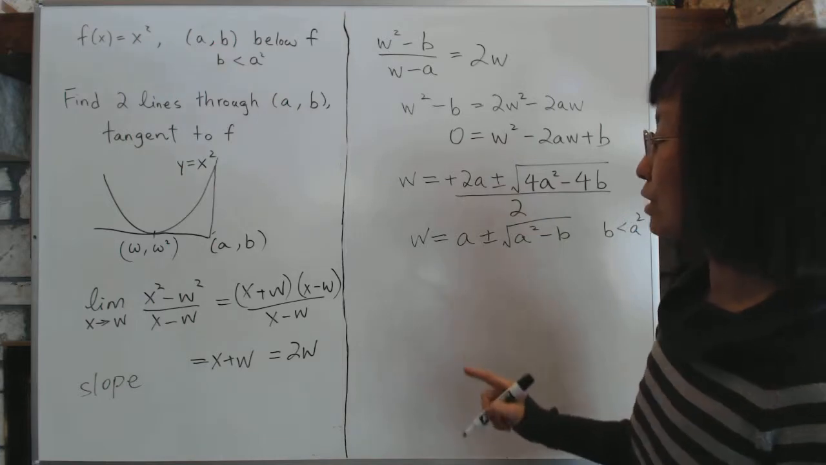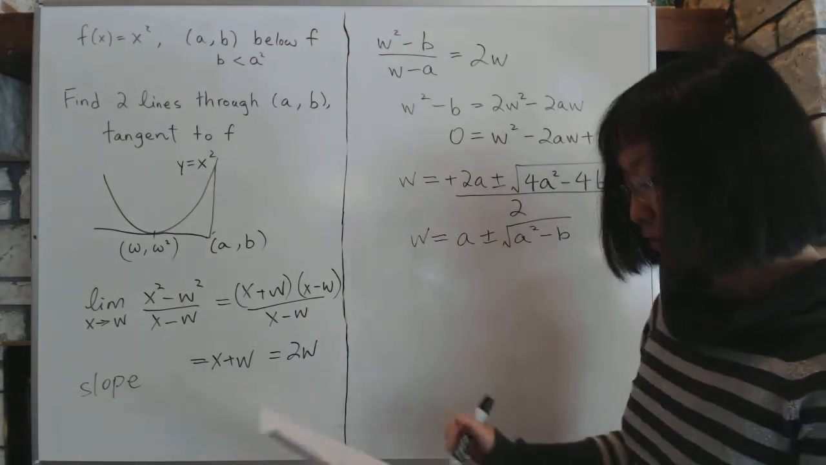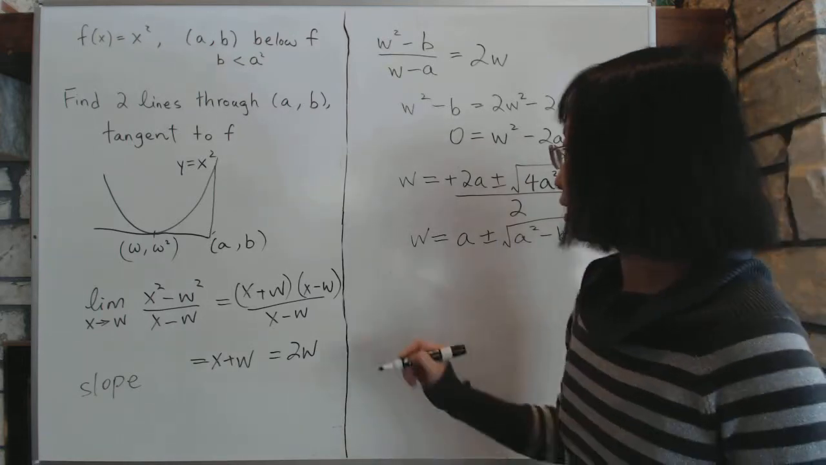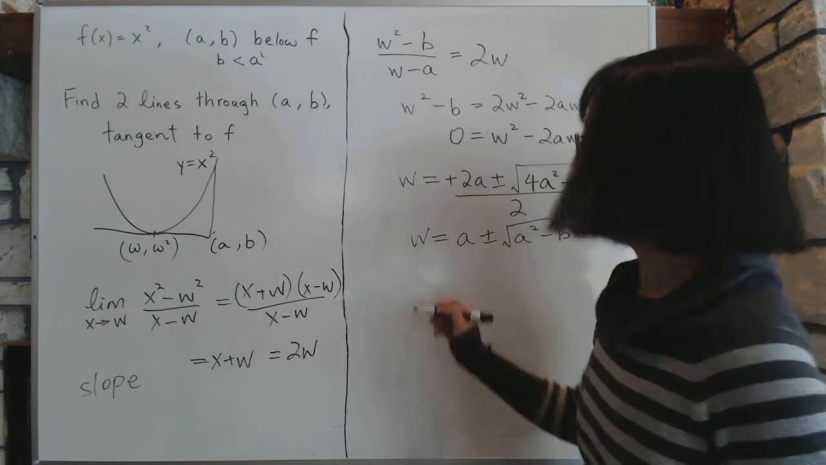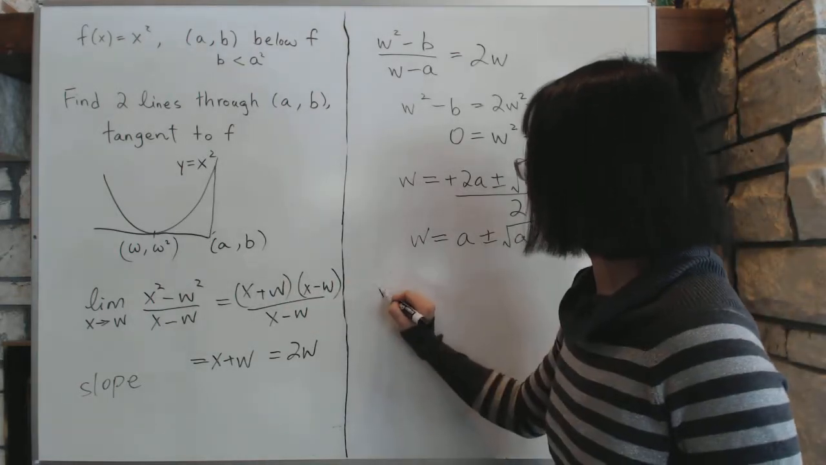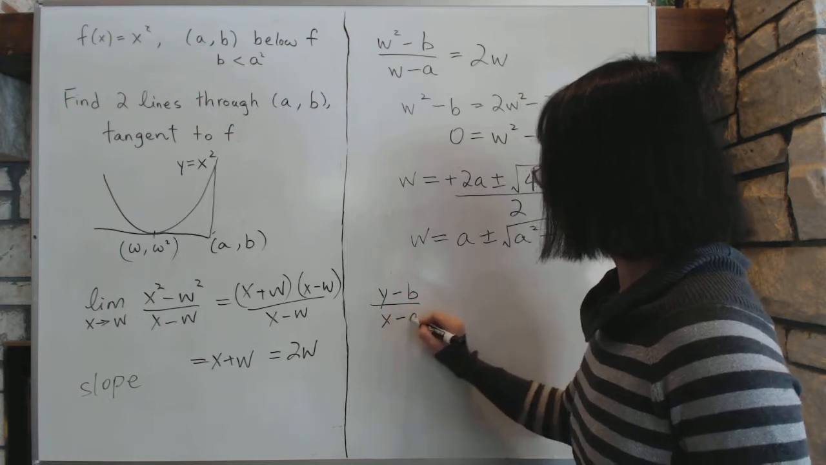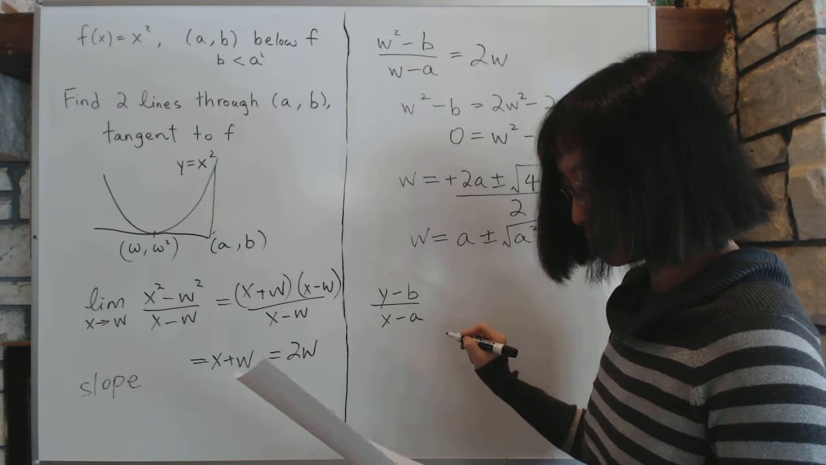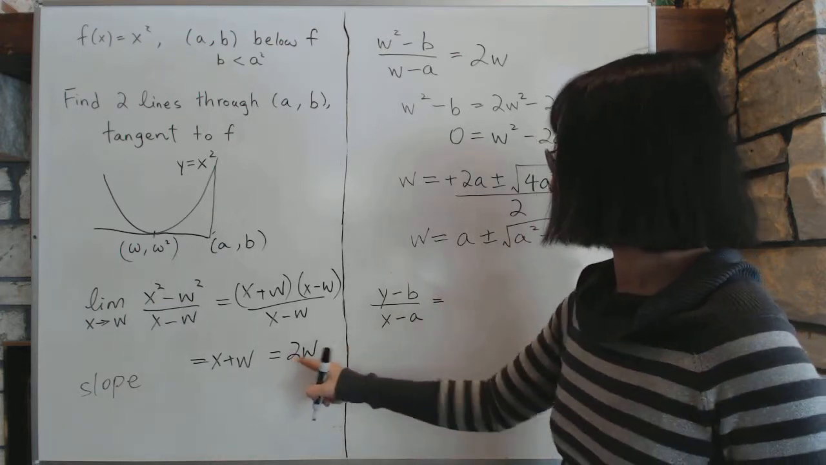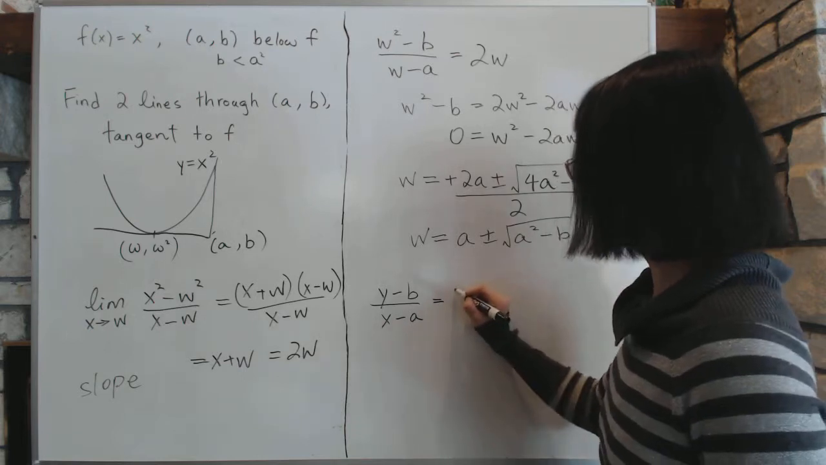and that gives us the point, but we are supposed to find the equation of the line. Now to find the equation of the line, we do the 2-point formula, which says that y minus b divided by x minus a is equal to 2w, which is the slope. Actually, we're just going to do the slope formula, which might be faster.